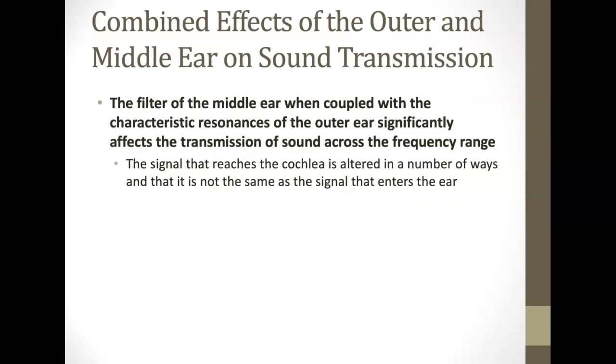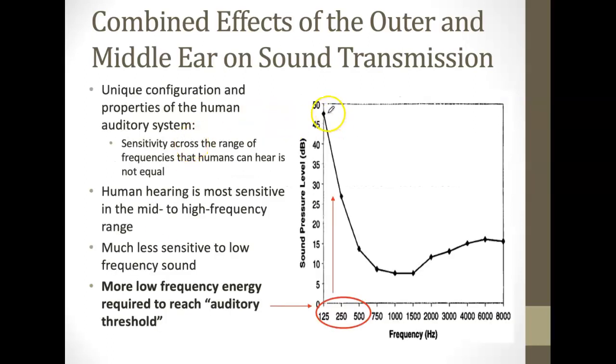So when we talk about the combined effect of the outer and middle ear, you're going to notice this. This is the MAF curve, essentially, or MAP curve. Over and over, this is what we've talked about. It takes more low-frequency energy to hear low-frequency sounds, and it's because of the structural system, the outer and the middle ear space.